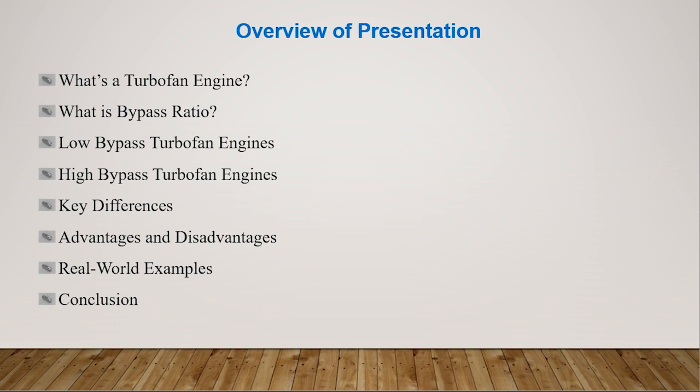The overview of this presentation is we are going to discuss the definition of the turbofan engine and what the bypass ratio is, which is the most wanted keyword of this turbofan engine, and separate topics of both low bypass and high bypass turbofan engines, and the key differences between them, followed by the advantages and disadvantages, then examples of both low bypass and high bypass turbofan engines, and finally we conclude which one will be preferred for a specific application, right?